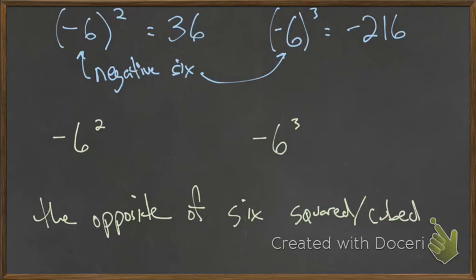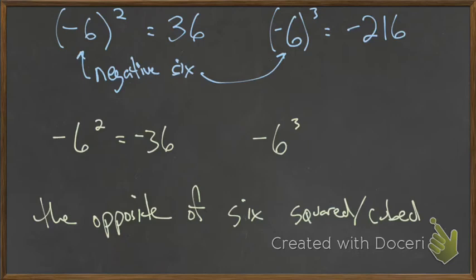Up top, we had negative 6. Down the bottom, it reads as the opposite of 6 squared. So if we do what the opposite of 6 squared is, what is 6 squared? Everybody, what's 6 squared? 6 squared is 36. So what's the opposite of 6 squared? Negative 36. Yes. So notice the answers are different between the blue and green here.